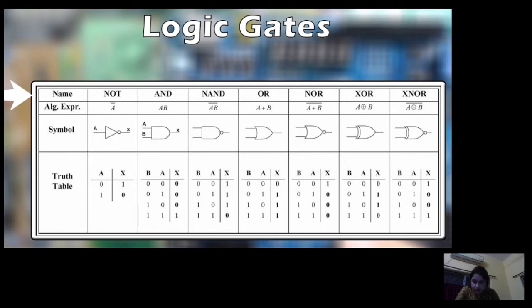So if you look at the symbol, it just represents the XOR gate with a bubble at the output. So this bubble represents the complement. So the algebraic expression will be A XOR B with a bar at the top.